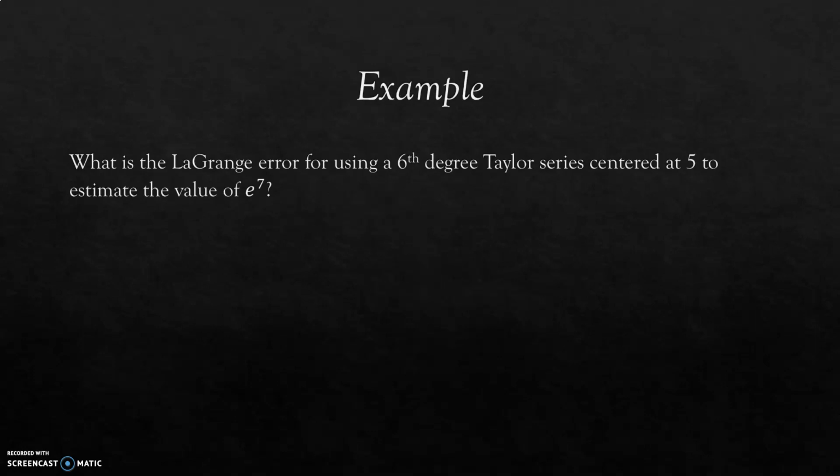All right. So we're going to use a 6th degree Taylor series centered at 5 to estimate the value of e to the 7th. I don't really want to make a 6th degree Taylor series. I just want to figure out how bad my error is if I did make one. All right. So what I do is I go to that error bound formula and I say I'm going to do a 6th degree error at x equals 7. That requires me to take 7 derivatives of my function. Luckily, my function is f of x equals e to the x, because we're estimating the value of e to the 7th. So our 7th derivative is also going to be e to the x.